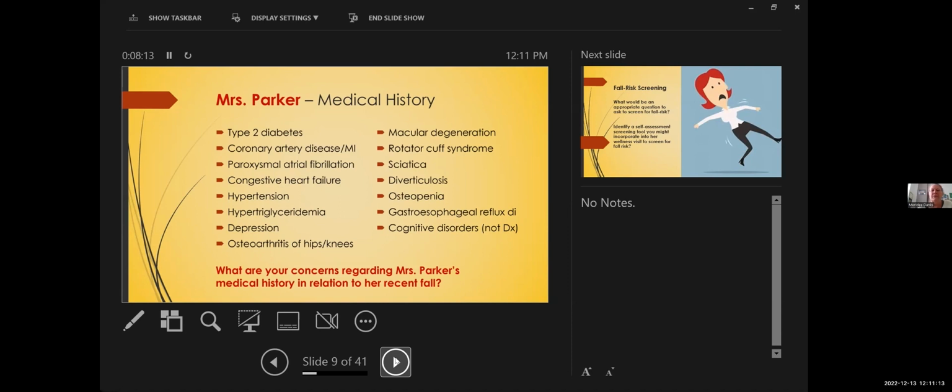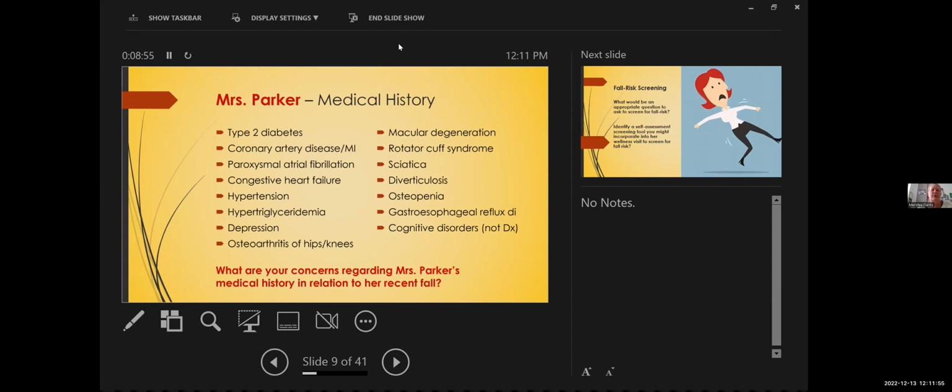So when we talked about the 5th M, I think Mrs. Parker fills in there quite well. A lot of multiple complexity going on with her medical history. What are some concerns you have regarding Mrs. Parker's medical history in relation to her recent falls? Are there things that you might identify that could be risk factors for falling?